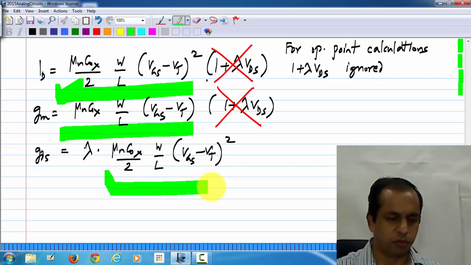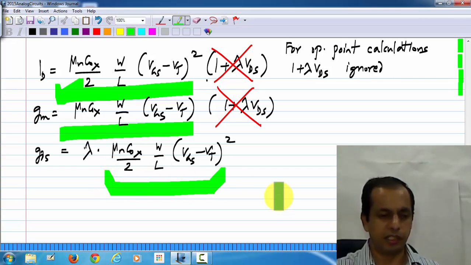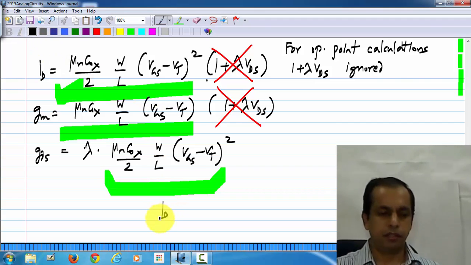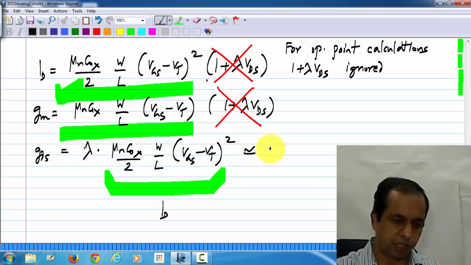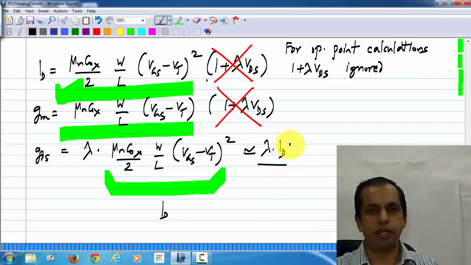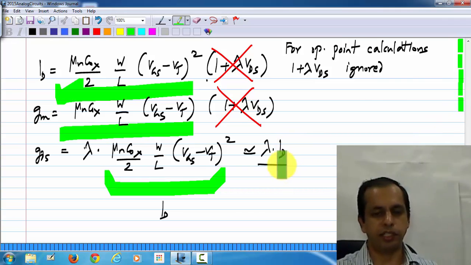Now, you notice that this part of the expression is nothing but ID. Okay. So, we say that GDS is approximately lambda times ID. So, the GDS itself is proportional to the drain current, and this is the expression that is most often used. We calculate GDS using this expression lambda times ID. So, I hope this part is clear.